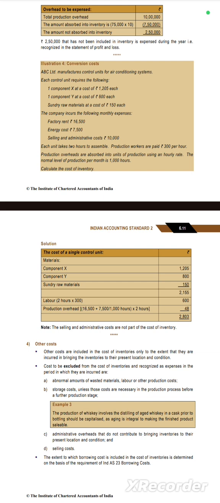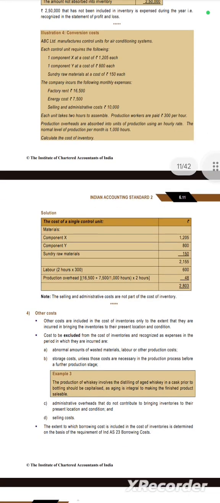The company incurs the following monthly expenses. The factory rent is 16,500, energy cost is 7,500, and selling and distribution cost is 10,000. We know that selling and distribution cost is not part of the inventory, so we will exclude this cost. It will be charged only to the P&L.